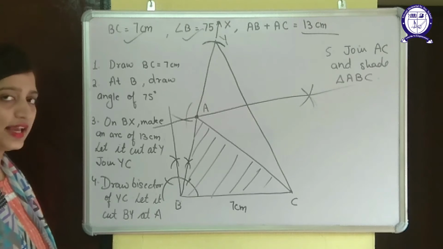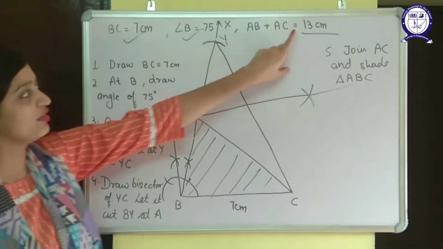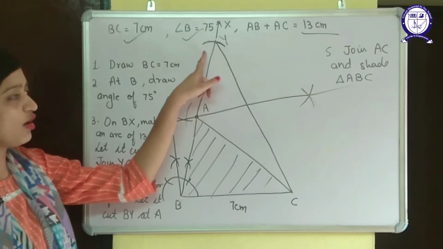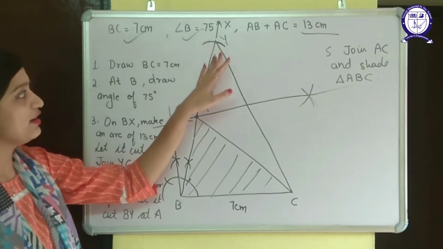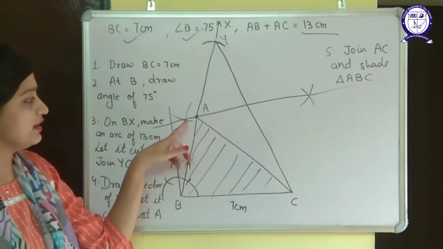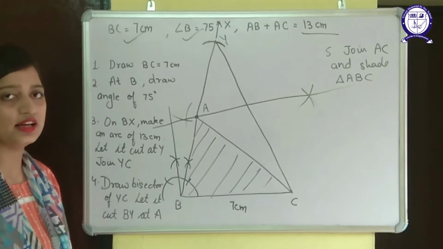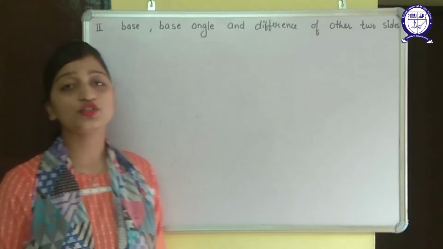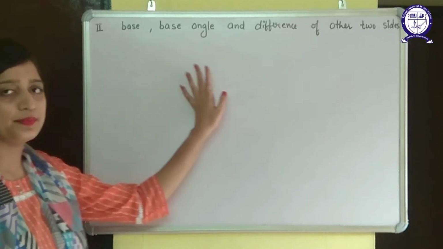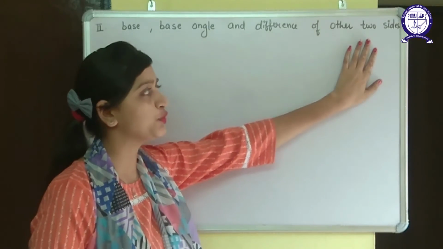First we will draw the line, then the angle, extend the line and make an arc of this much centimeter. Whichever sum is given, you will make an arc of that much, and then join YC, make the perpendicular bisector and then let it cut at the point A. So this is the construction of triangle ABC. Now coming to the second type of construction of triangle. In this, the base and base angle will be given, and the third thing will be the difference of the other two sides.